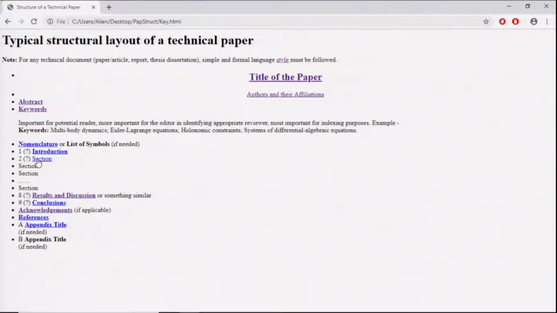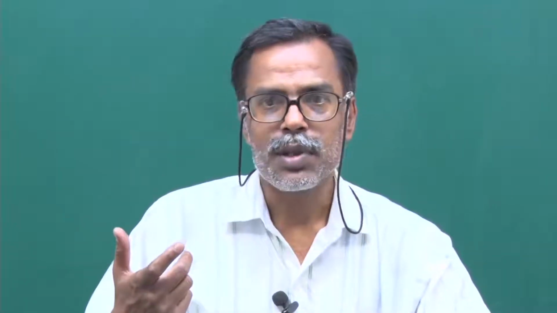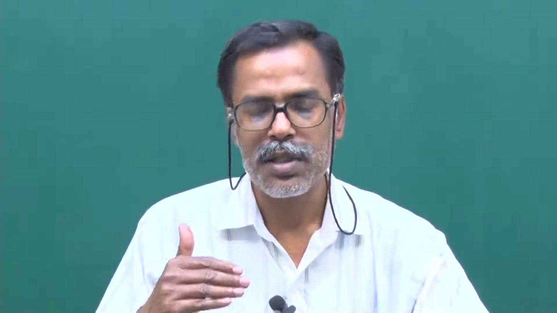Keywords are now an essential feature of any paper. There was a time when keywords were not so important, but with the advent of digital access, keywords have become very important for technical papers. It is important for potential readers, because when a reader searches literature through Web of Science or Google Scholar or Scopus or anything, a search is made with the help of the words that he puts in.